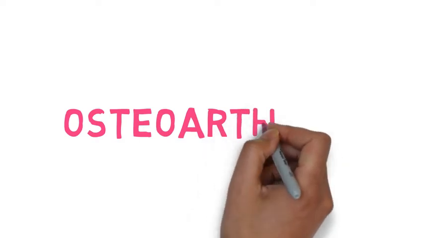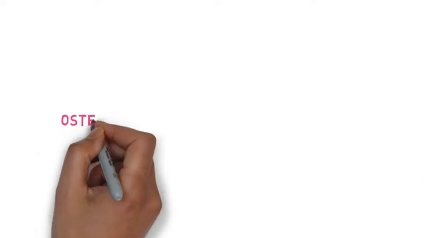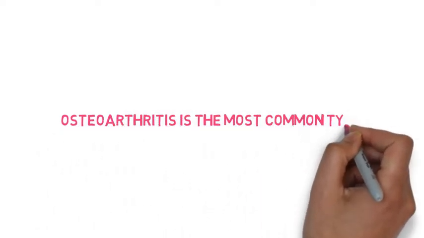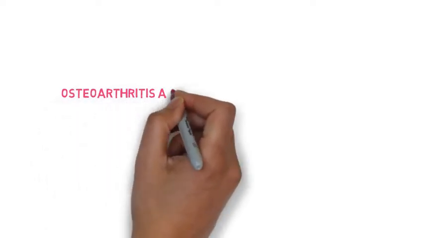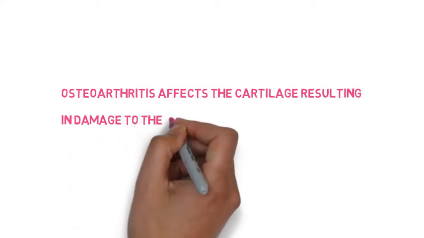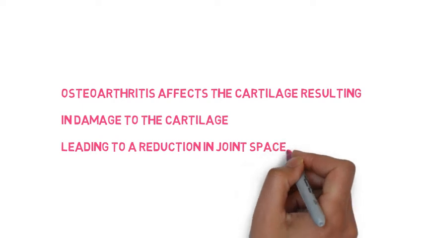Today I'm going to be talking about osteoarthritis. What is the most common arthritis? Well, in actual fact, it is osteoarthritis. It affects the cartilage between bones, resulting in damage to the cartilage and leading to a reduction in joint space.